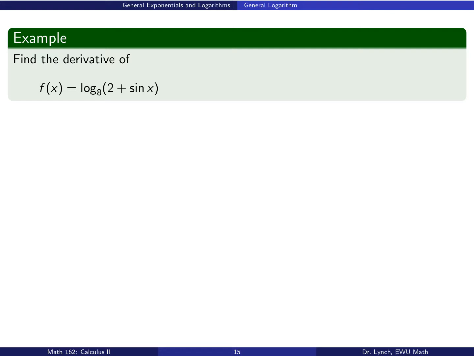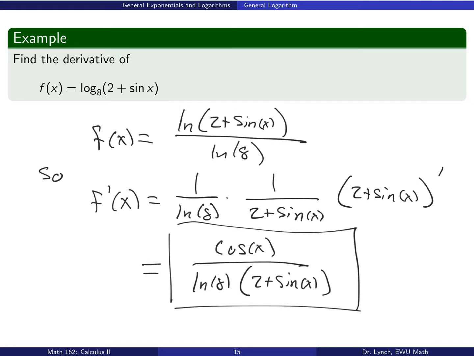We'll start by rewriting f of x as a natural log using the change of base formula. In this case, using that change of base formula gives us f of x is natural log of 2 plus sine x divided by natural log of 8. Now, of course, natural log of 8 is just a constant, so we can pull it out front. The derivative of natural log involving a composition is 1 over the inside function times the derivative of the inside function. And of course, the derivative of 2 plus sine of x is just cosine of x.